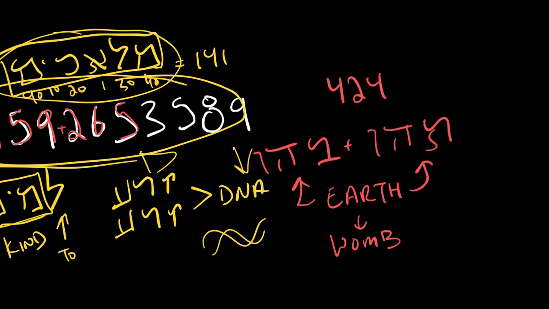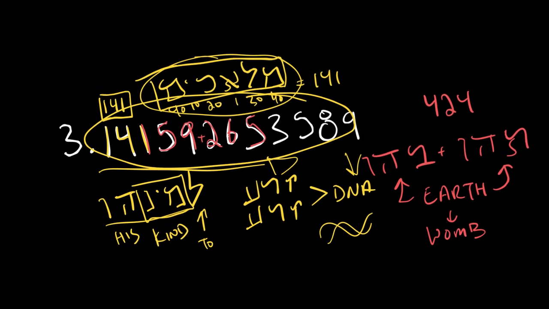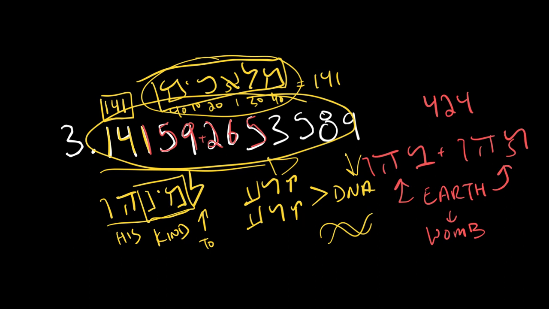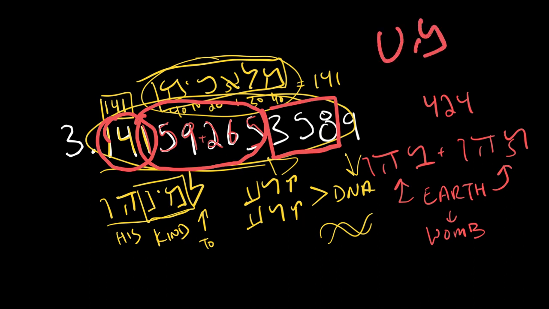So we have DNA subjected to the space of a womb, and what comes out is 358, which is Mashiach, or Messiah. This is being at its most fundamental.